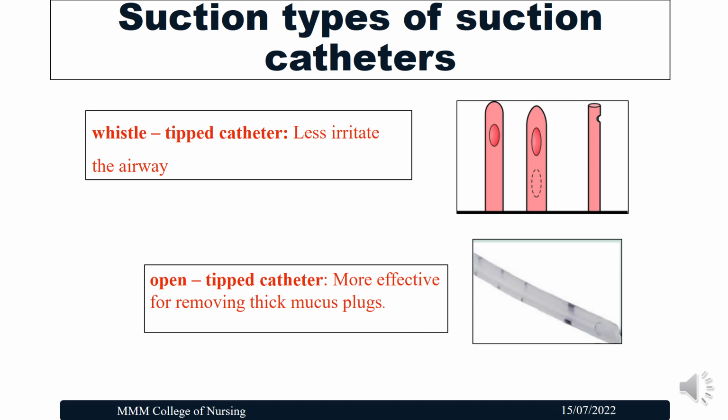In open tip catheters, there will be a large opening at the tip of the catheter, so it is more effective for removing thick mucus plugs. When there is a large amount of secretions present in the respiratory tract, if you want to remove thick secretions, these open tip catheters can be used.